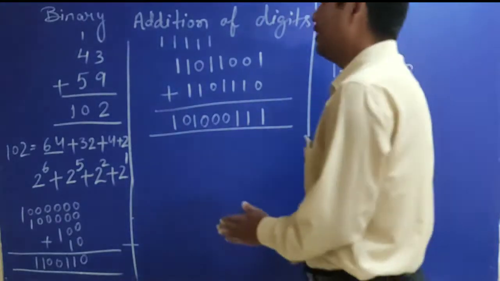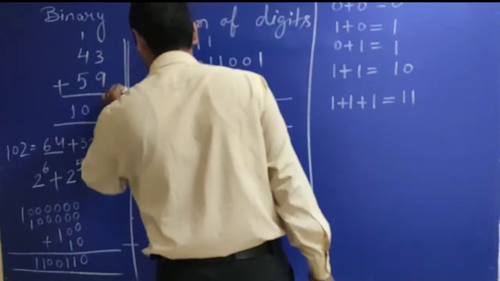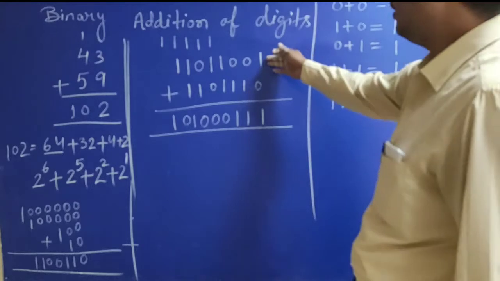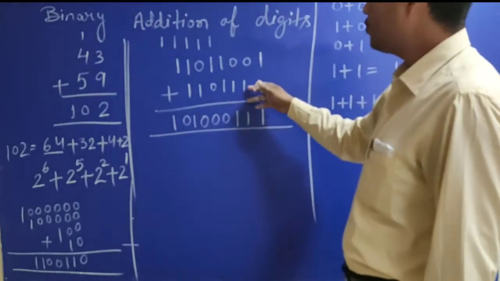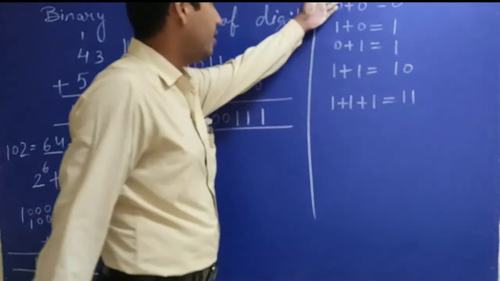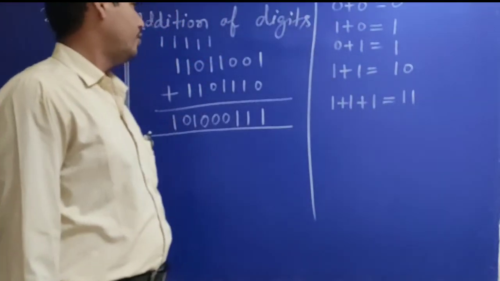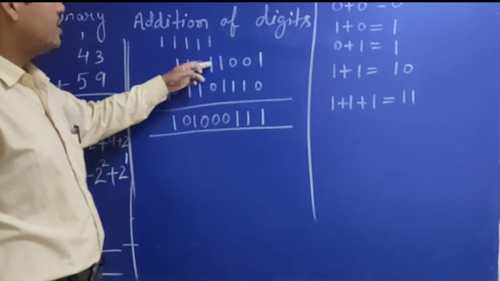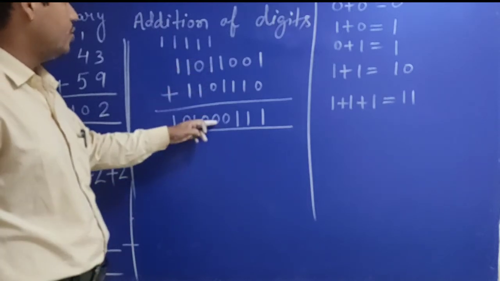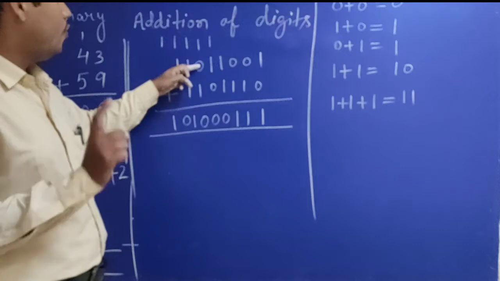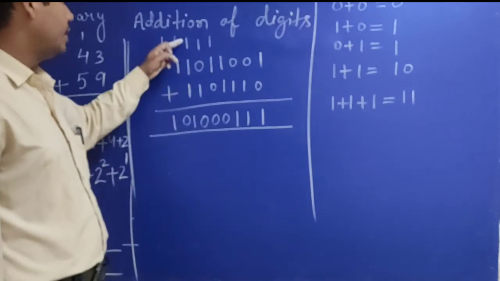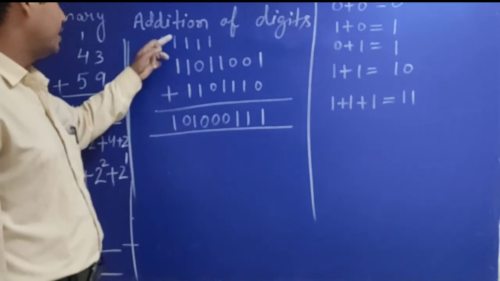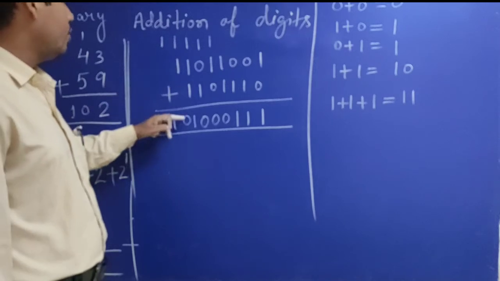This is binary addition of numbers. Okay? Any doubt? 1 plus 0 is 1, 0 plus 1 is 1, on the basis of these rules. Again, 1 plus 1 is 0, carry 1. 1 plus 1 is 0, 0 plus 0 is 0, carry 1. 1 plus 0 is 1, 1 plus 1 is 0, carry 1. 1 plus 1 is 0, 0 plus 1 is 1, carry 1. 1 plus 1 is 0, carry 1.